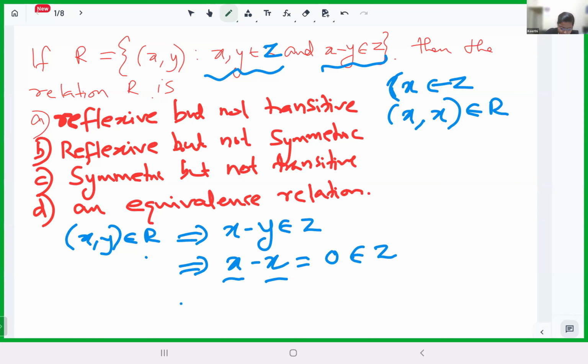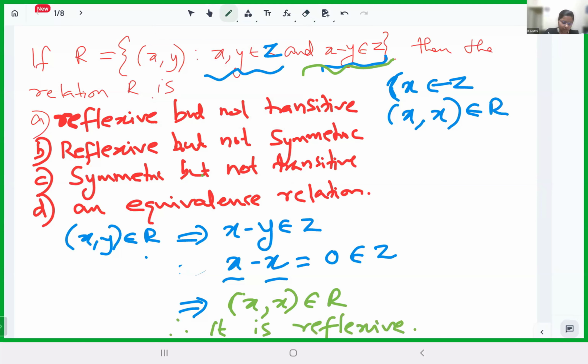which implies that the ordered pair (X, X) belongs to R. X minus X is 0. That is an integer, which means it satisfies this particular condition, X minus Y belongs to Z. From this, we get that the ordered pair (X, X) belongs to R. Therefore, it is reflexive. So the first condition is satisfied. Now we have to check whether it is symmetric.